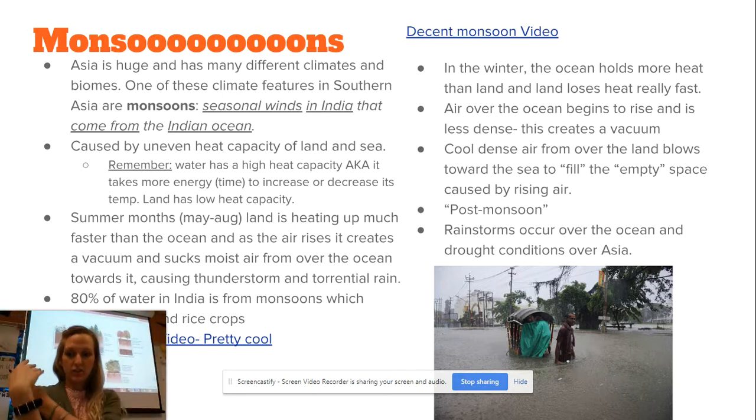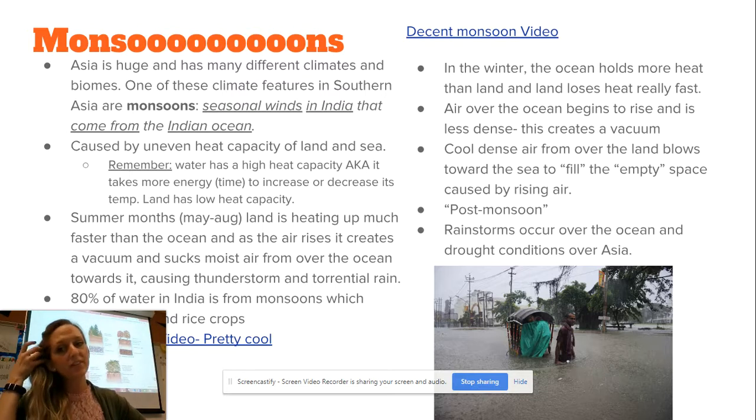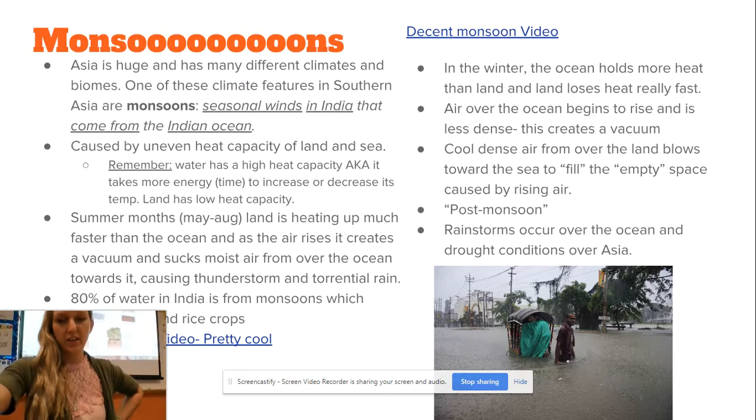So this is happening in Asia, mainly in India. So this is going to be seasonal winds that blow off the Indian Ocean towards India, and it's seasonal. So sometimes it's going to bring a really high rainy season. Other times it's going to bring a drought season. And the reason why this happens is because of unequal heating between the ocean and the land.